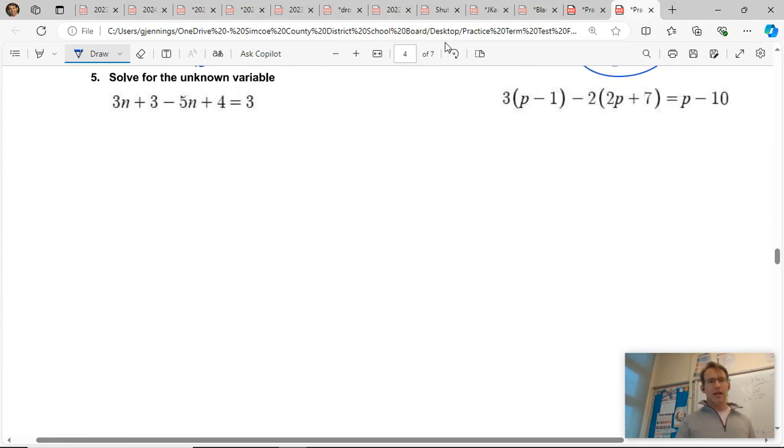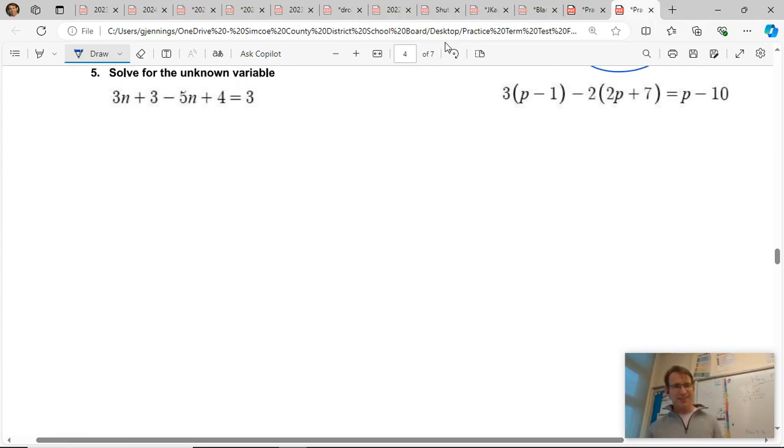All right, let's do this one. Solve for this unknown. Oh, I see that I have some like terms that I can do. I got 3n minus 5n, so it's going to be negative 2n plus 3 plus 4. Plus 3 plus 4 is plus 7 equals 3. Now I can subtract 7 from both sides. So I get negative 2m equals negative 4.